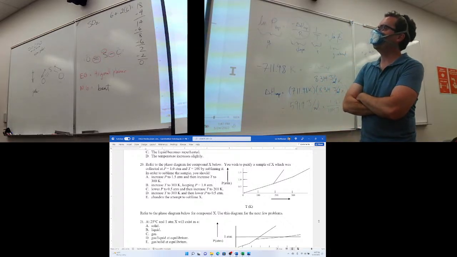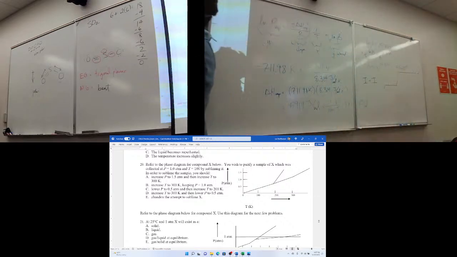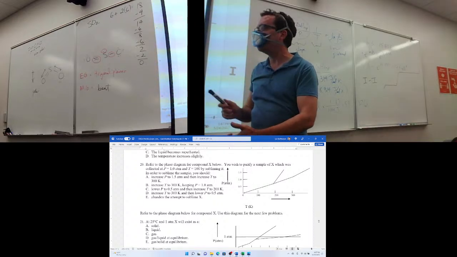You want to purify a sample of X, collected at 1 atmosphere pressure, and it's currently at this temperature, but you want to sublime it. So it's currently in solid form. That's solid, that's liquid, that's gas. How would you sublime it? Well, you're going to have to bring the pressure down so that you can cross this line, the boundary between solid and gas. So we have to bring the pressure down. Then we can increase the temperature, and it will go from solid to gas directly.